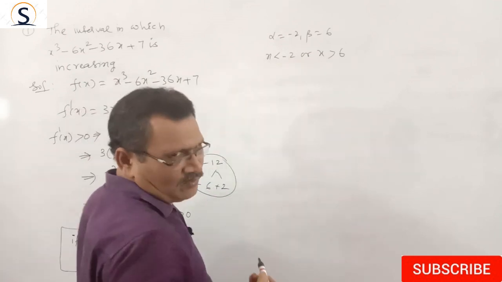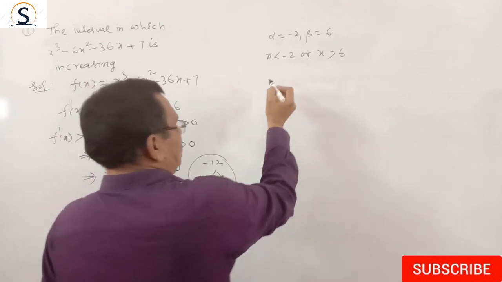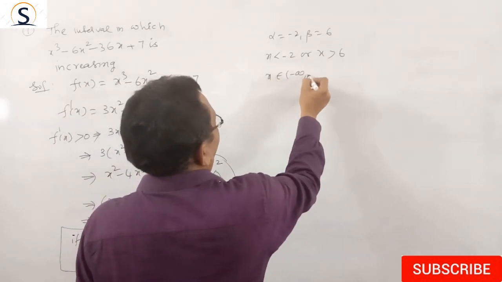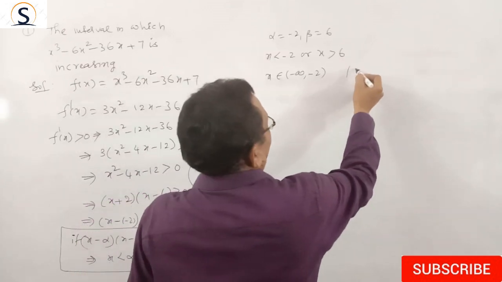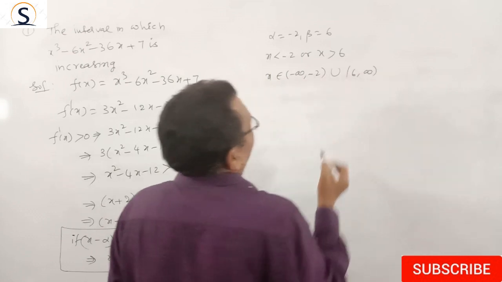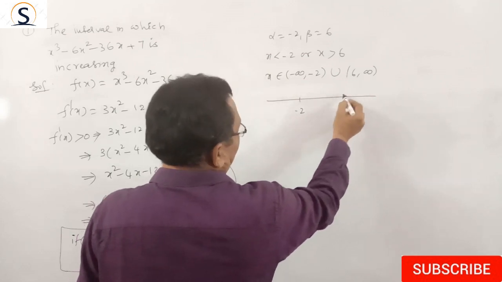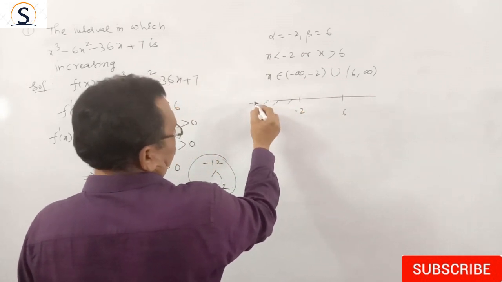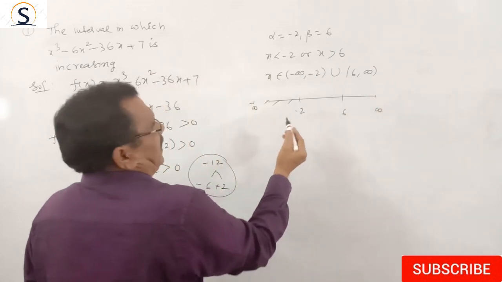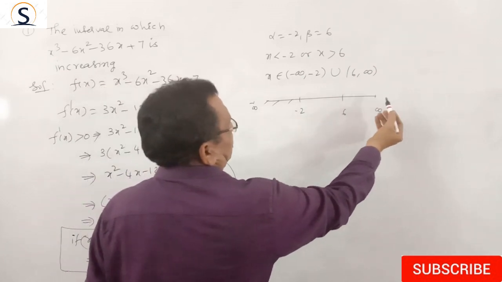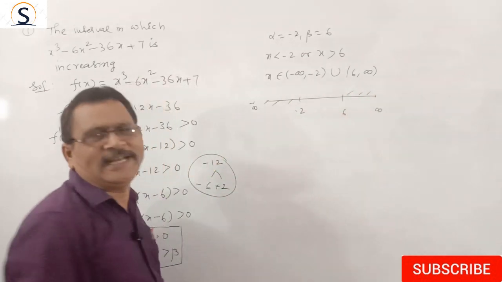x less than minus 2 means what? Minus infinity to minus 2, all the values are less than minus 2 only. Therefore, x belongs to minus infinity to minus 2, and x greater than 6 means 6 to infinity. Therefore, the complete interval is the union. Here minus 2 is here, 6 is here, less than minus 2 goes up to minus infinity, and this goes up to plus infinity. So x less than minus 2 or greater than 6 means it lies in the union of these two intervals.